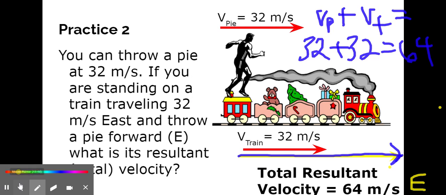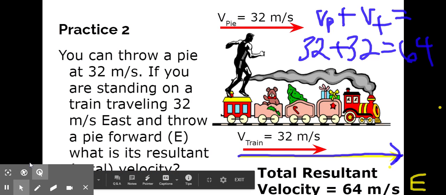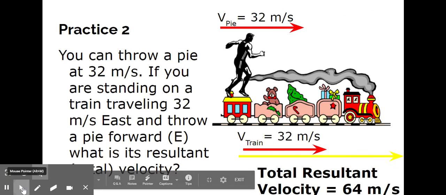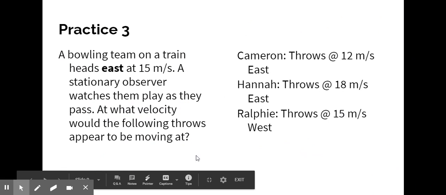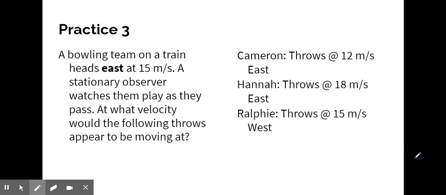Okay, so 32 meters per second east. And again, with these, we're just adding vectors. That's all we're really doing. We're just playing around with vectors. So next problem, I want you to practice this on your own first, and pause the video before listening for the solution.